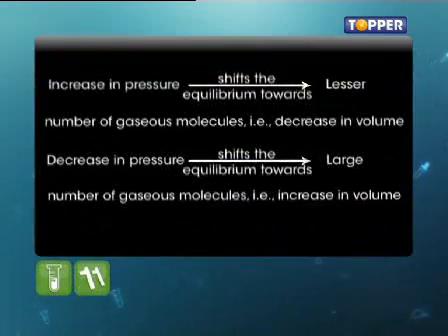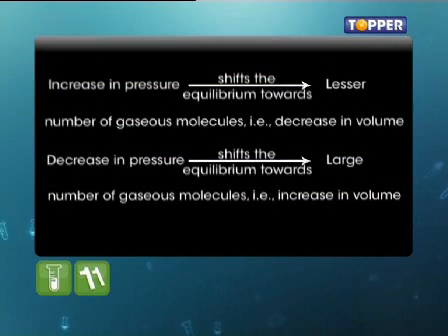Let us relook at the equilibrium for formation of ammonia from hydrogen and nitrogen. As the increase in pressure decreases volume, the equilibrium shifts towards lesser number of moles. That results in decrease in volume. Thus, formation of ammonia is favored by increase in pressure.